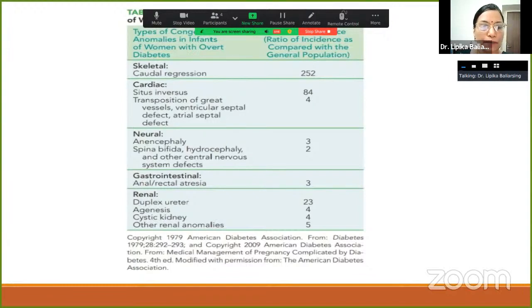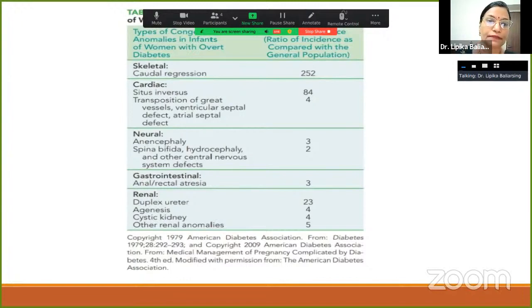The most commonly seen problem in the renal system is duplex ureter in the child, agenesis, cystic kidney, and other renal anomalies. There is abnormality seen in duplication of the urogenital system. All these skeletal, cardiac, urinary, GI, and renal problems can really be prevented by taking care of the mother's diabetic state by following adequate treatment protocols.